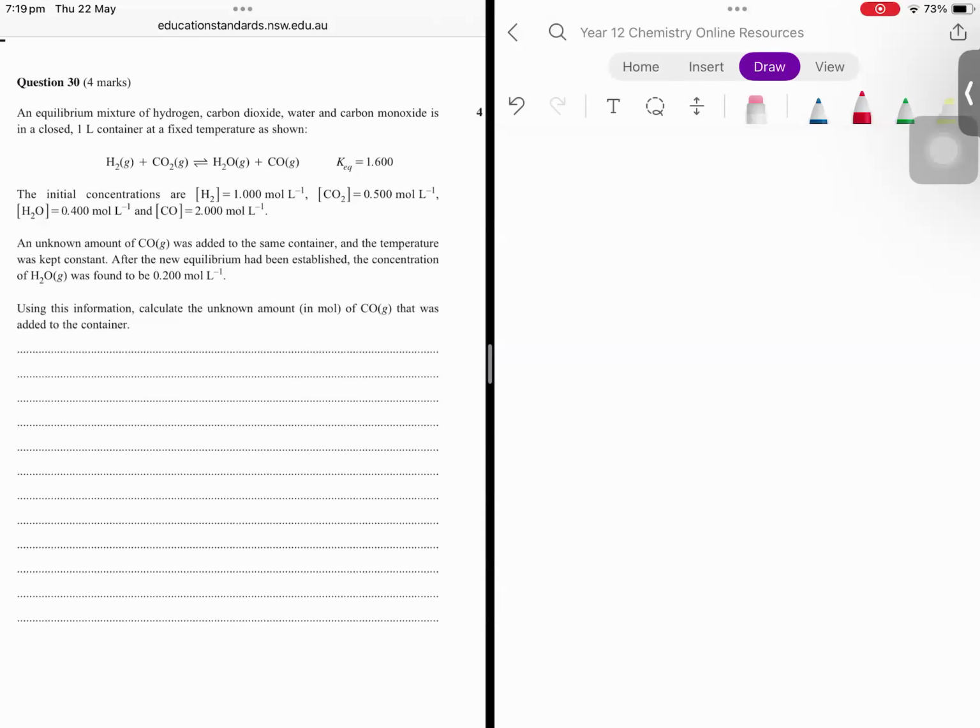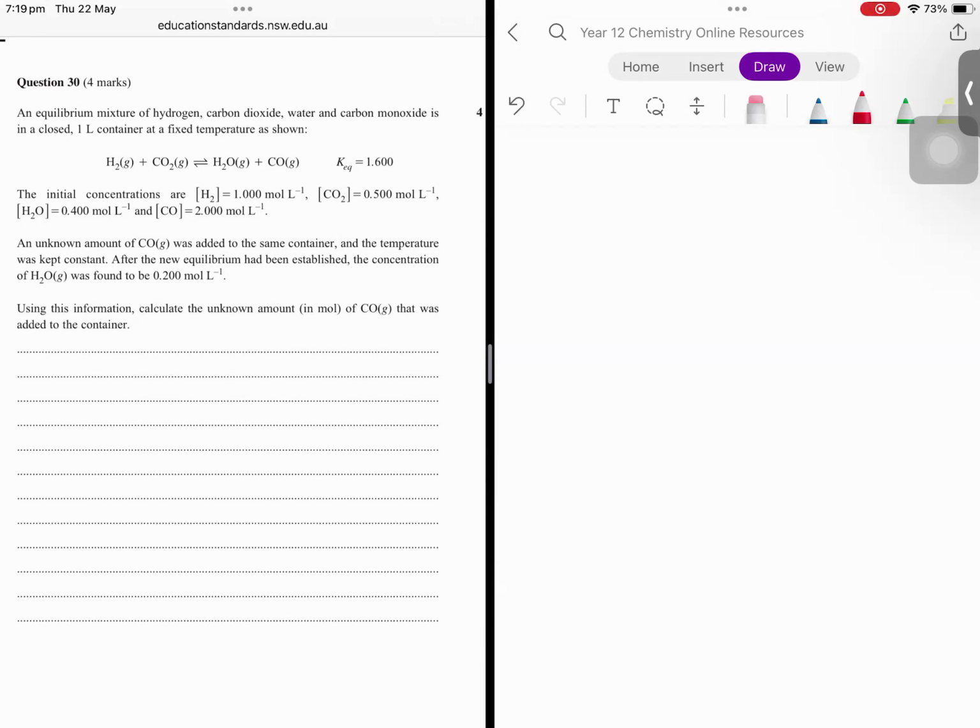So this is 2024 HSC question number 30. An equilibrium mixture of hydrogen, carbon dioxide, water, and carbon monoxide is in a closed 1 liter container at a fixed temperature as shown. They've given you the KEQ as well, which is 1.6. So in your reading time, you have a bit of an idea of what you're doing. You're calculating K, guys. You're not going to be able to fill out every number in the ICE table. So just prepare yourselves for that in reading time.